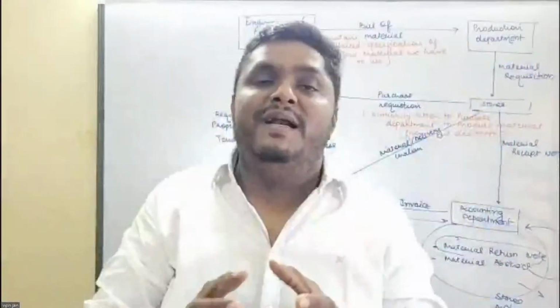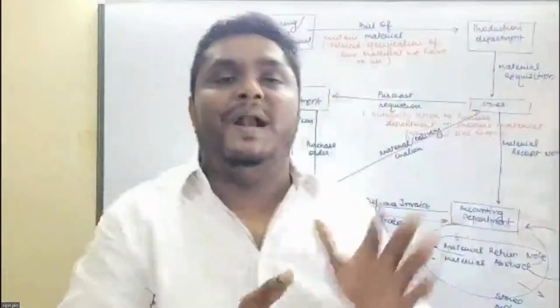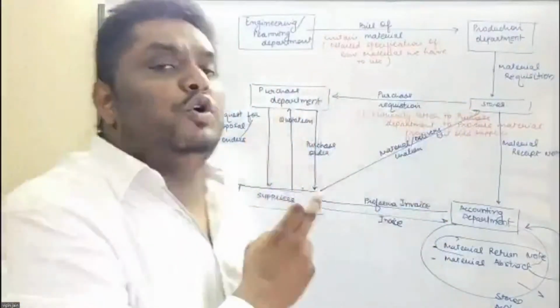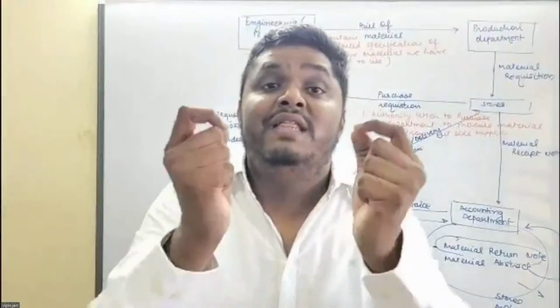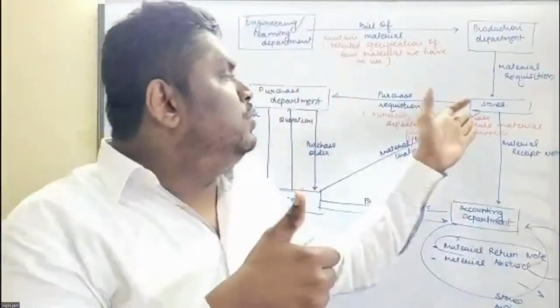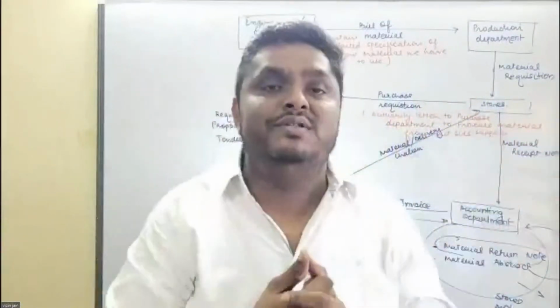If the stores department has that quality and quantity of raw material, they will provide it to the production department. But if not, the stores department will approach the purchase department in writing. They will issue a purchase requisition. It is like an authority letter to the purchase department to procure material from an outside supplier.